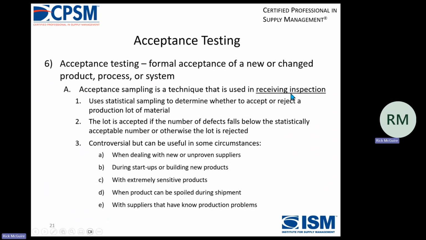So sampling techniques are usually used in receiving inspection. It uses statistical sampling to determine whether to accept or reject a lot of material. And the lot is accepted if the number of defects falls below the statistically acceptable number, otherwise the whole lot is rejected.